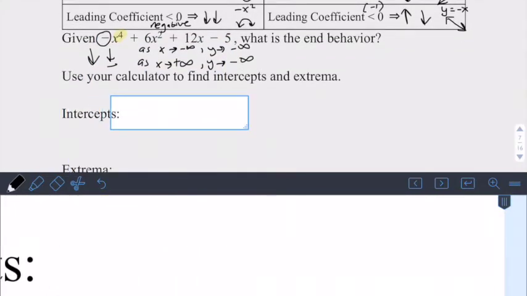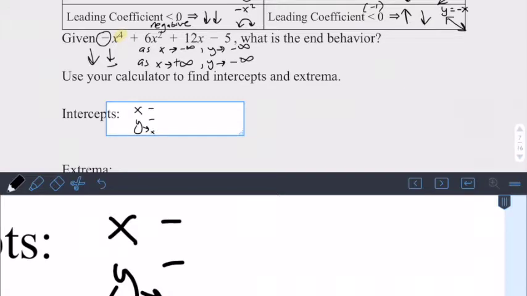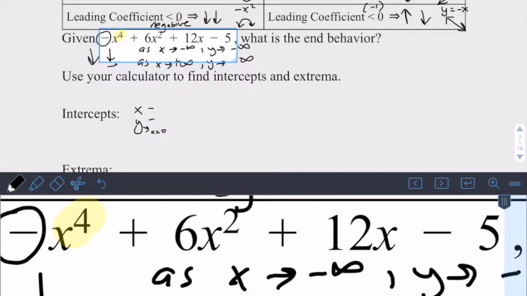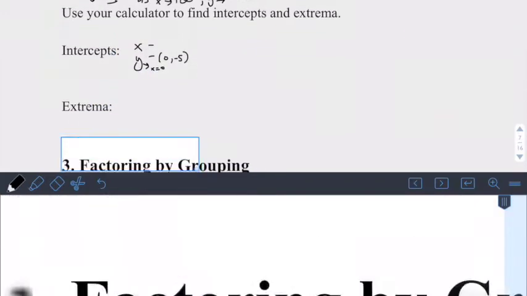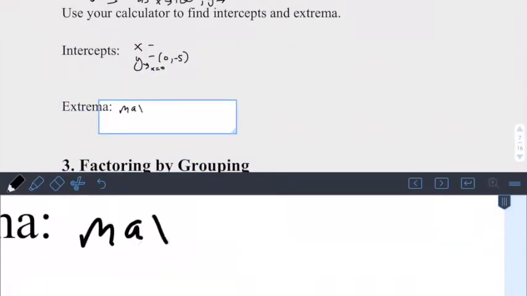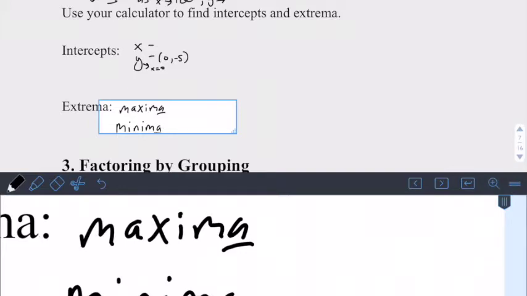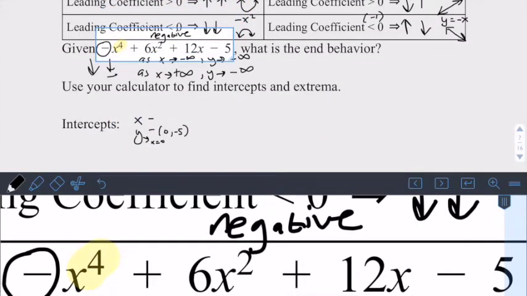So we need x and y intercepts. Well, we don't even need our calculator to find the y-intercept, remember? That's when x equals 0. So if you plug in 0 for x, you would get 0, 0, 0, and then just negative 5. So 0, negative 5. And I'll show that when I go to graph it. And then we'll use our calculator to find the x-intercepts. Remember, extrema are maxima, right? That means it could be plural, and minima, right? Plural again. So now we go and graph it.